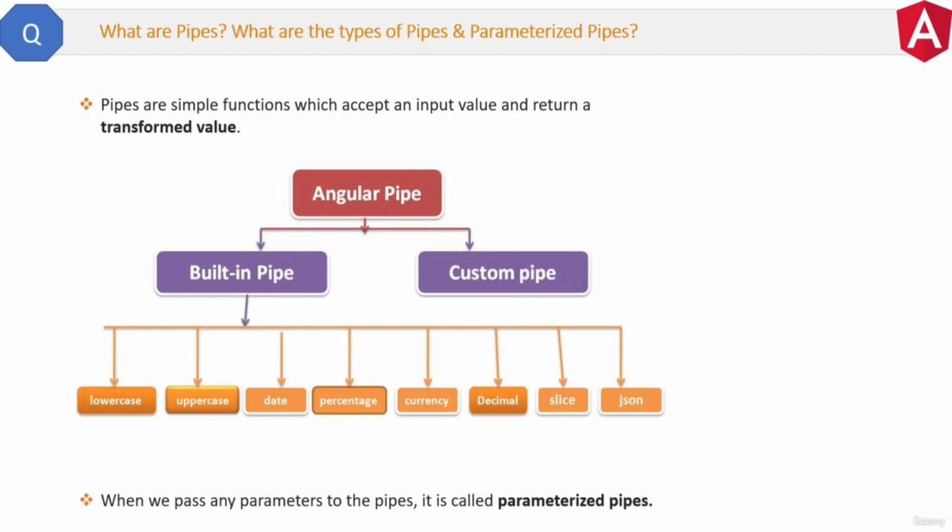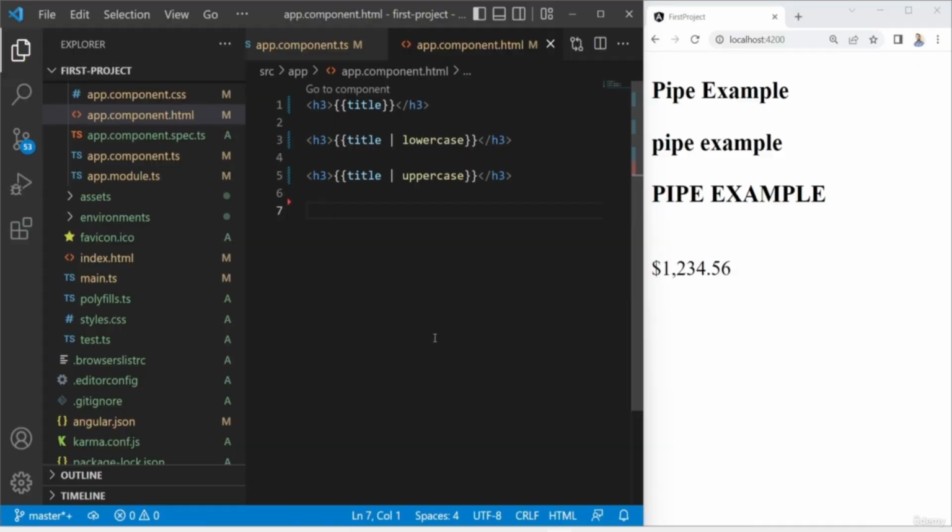When we pass any parameters to the pipes, it is called parameterized pipes. Let me show you this with the help of the currency pipe. Here we already have these previous pipes. Now let me put the currency pipe here. See, now this amount will be converted into dollar currency, as by default dollar is the currency.